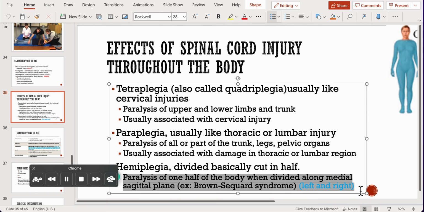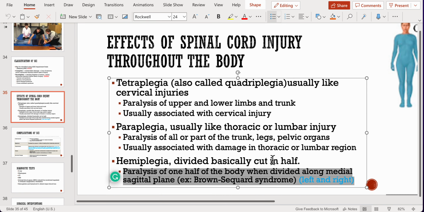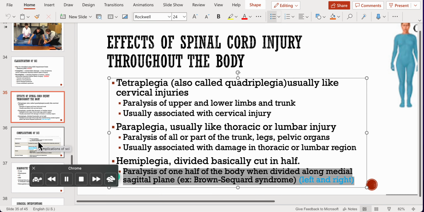Hemiplegia, divided, basically cut in half. Paralysis of one half of the body when divided along the medial sagittal plane. Brown-Sequard syndrome, left and right.